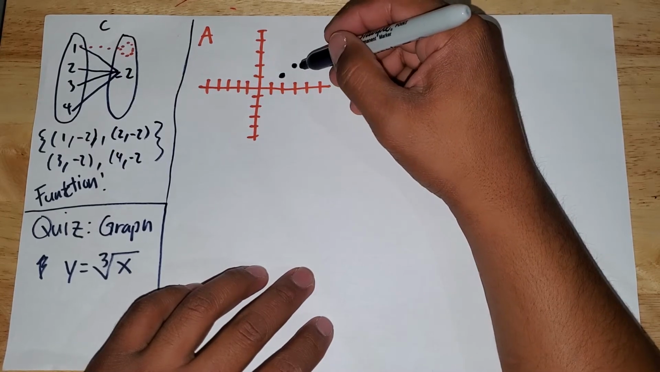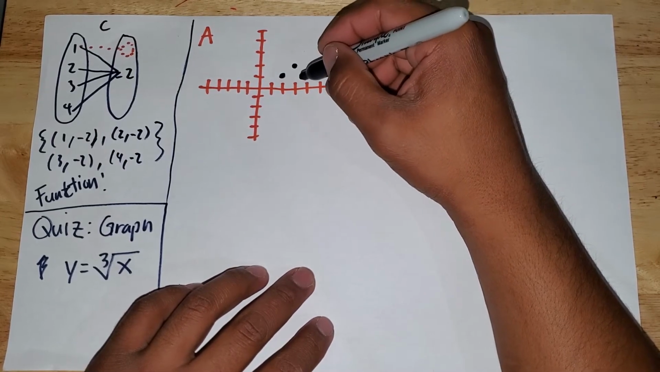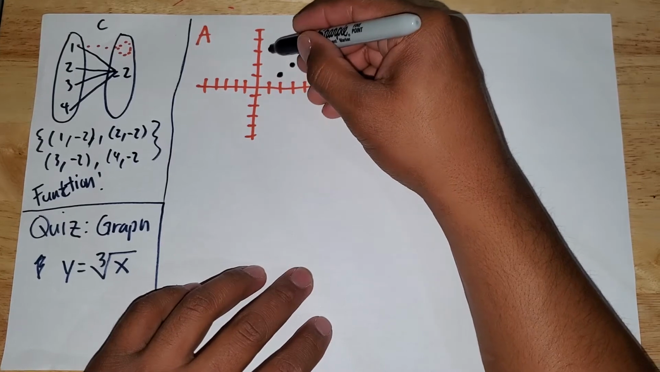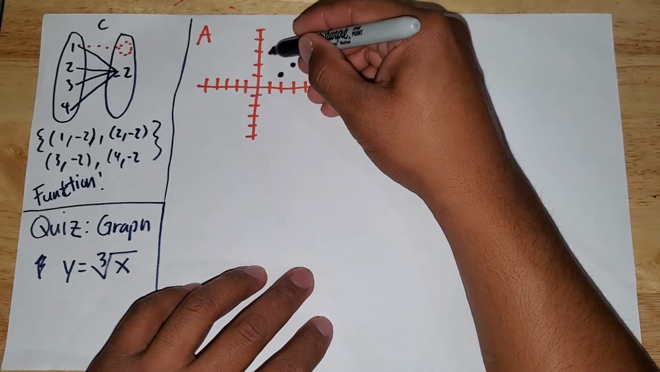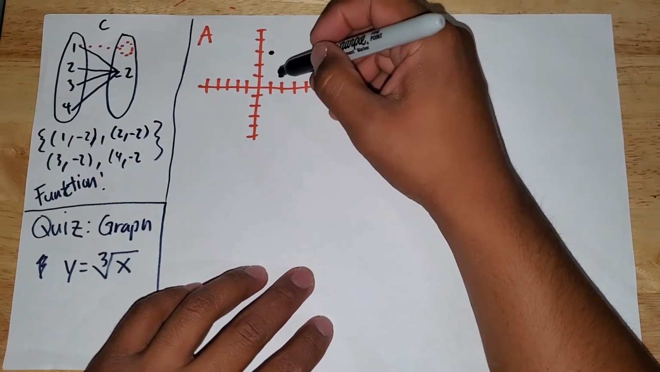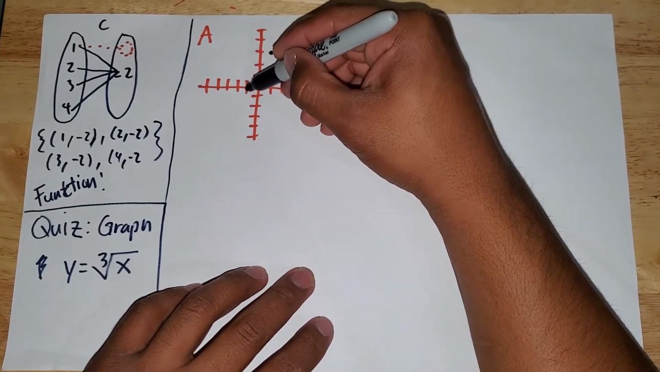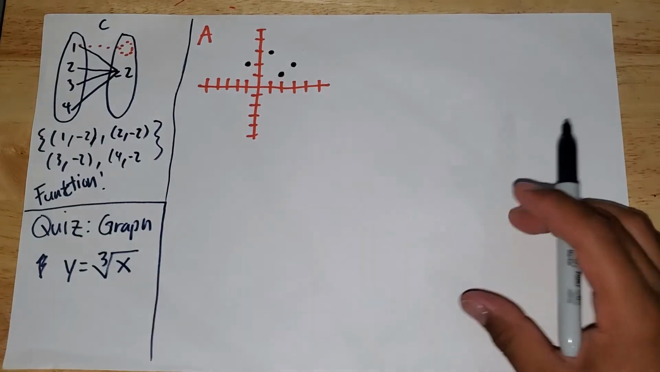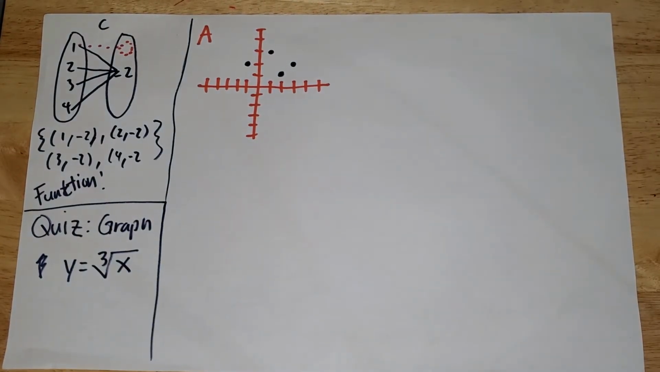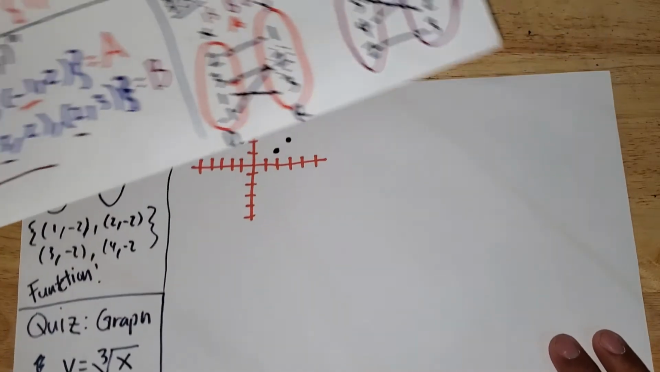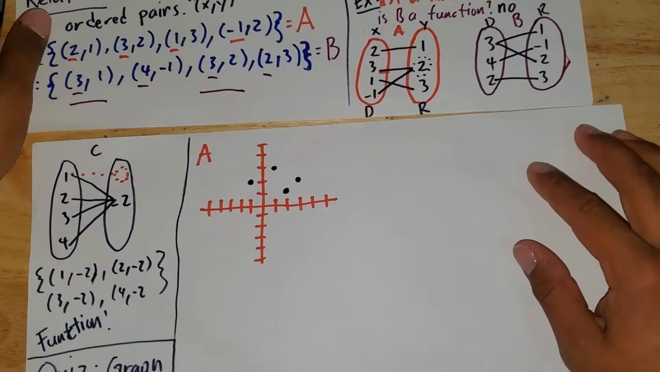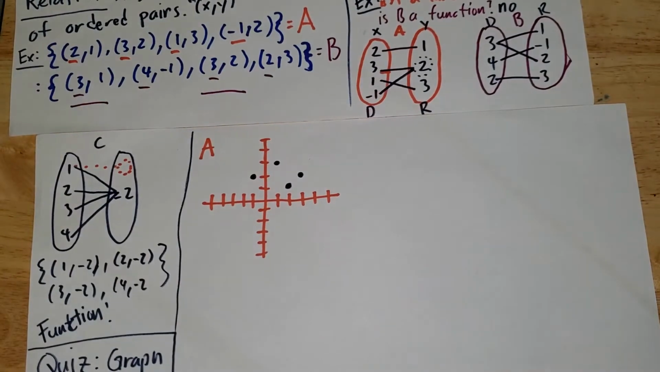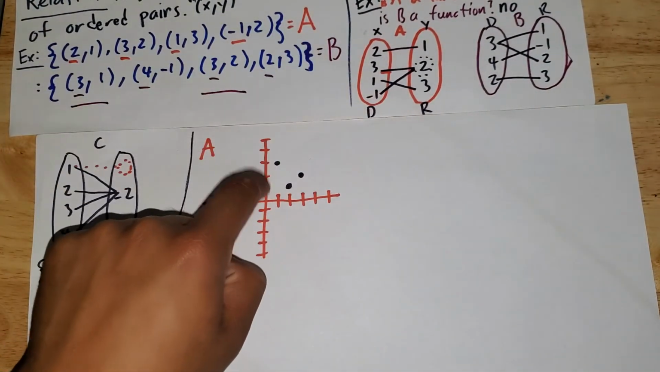My next ordered pair was 1 and 3. So I move 1 to the right and up 3. My next ordered pair is -1 and 2. So I move 1 to the left and then up 2. So this is how it will visually look. I'm going to scroll this down so I can have this up here. This is visually how it looks on a graph if I actually put all these ordered pairs on here.